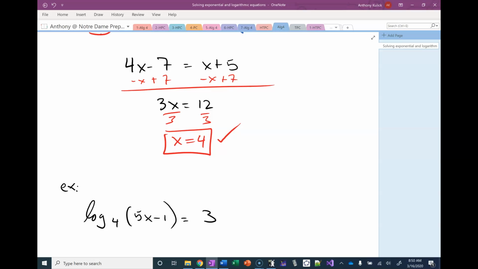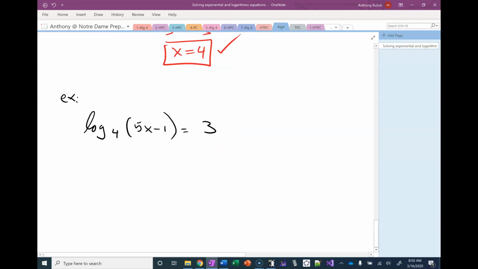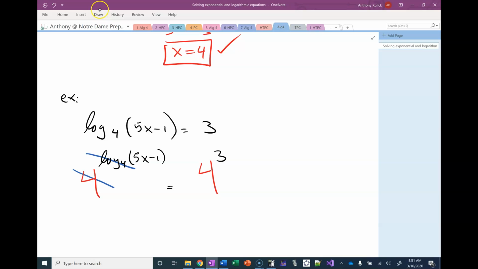So now I'm ready to cancel that logarithm. So to cancel log base 4, I need to use exponent base 4 to both sides. So I'll write my big 4 to both sides. And then in the exponent, I'll write log base 4 of 5x minus 1, and then a 3. And now I know log base 4 cancels exponent, or exponent base 4 cancels log base 4, leaving me with 5x minus 1 equals 4 to the third.